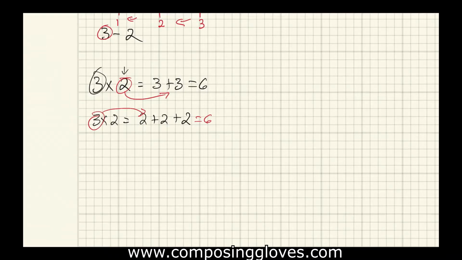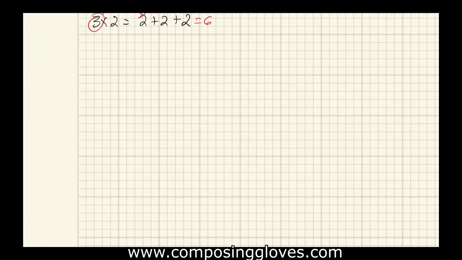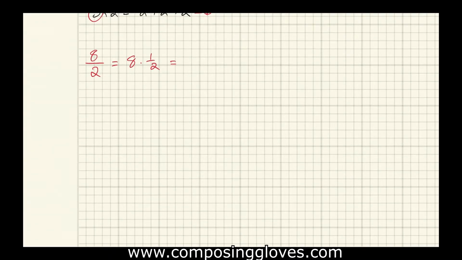But let's say we have like 8 divided by 2. What about 8 divided by 2? Well, we could rewrite this as 8 times 1/2. So now we've rewritten our division as multiplication. And for multiplication, we know what to do. We have either 1/2 of 8, which is a little confusing, or we have 8 1/2s. So I'm going to rewrite that one because it's just a little more clear.